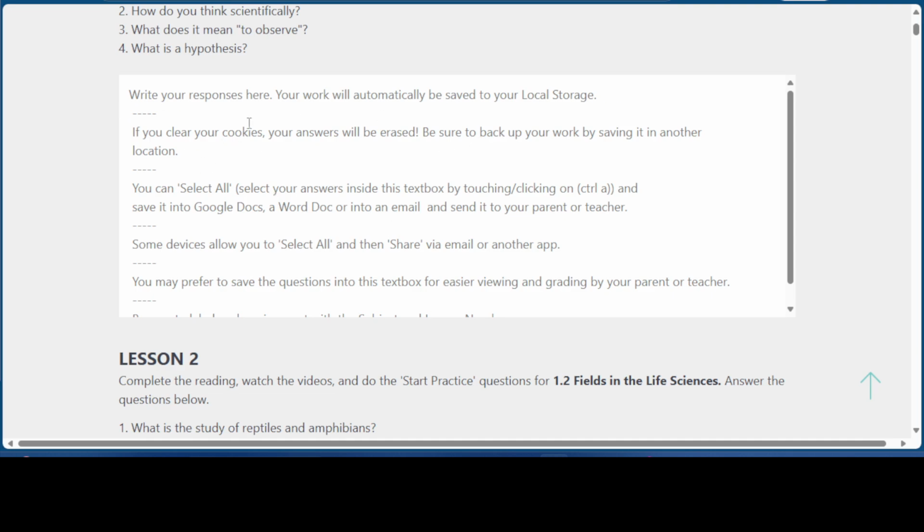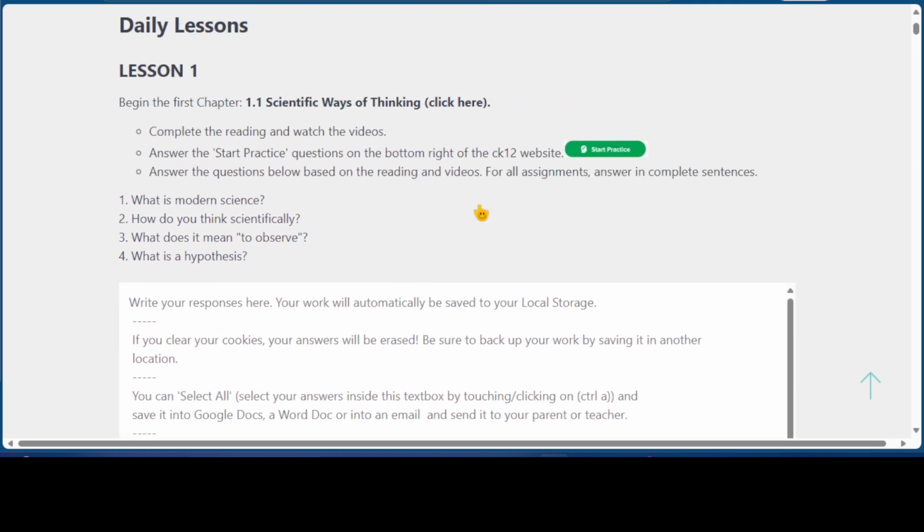and then copy and paste by selecting all. They can paste their answers in a Google Doc or a Word doc or into an email and send it to you as their parent to check over it. So there are definitely lots of options there for recording and saving their work. They can definitely type it here to begin with.